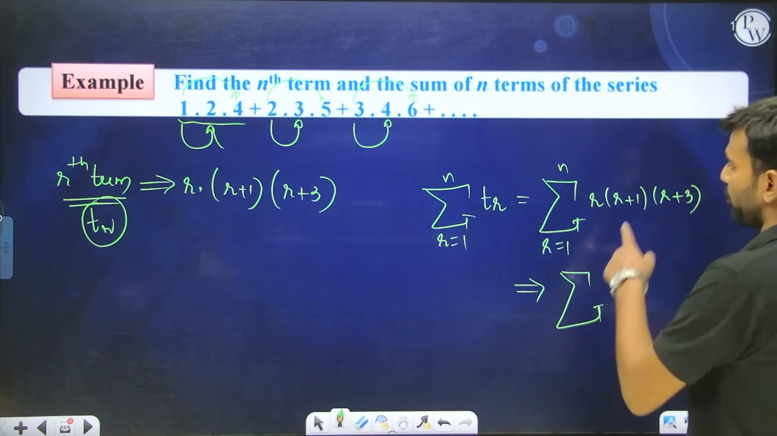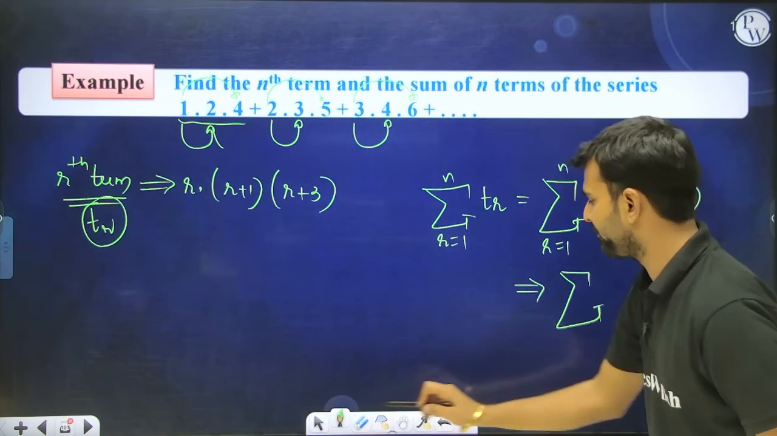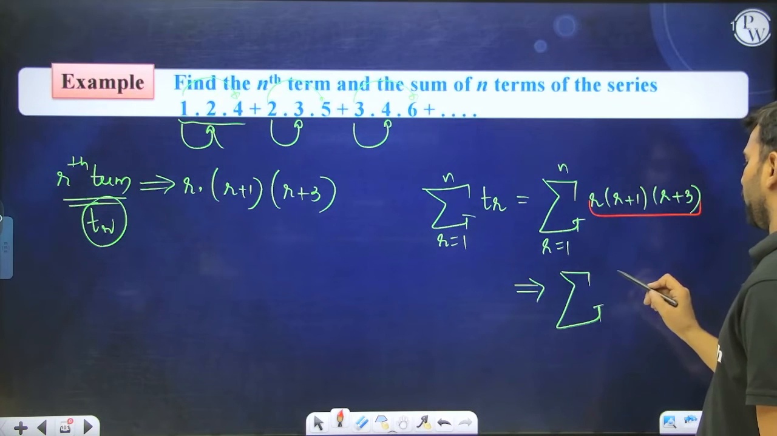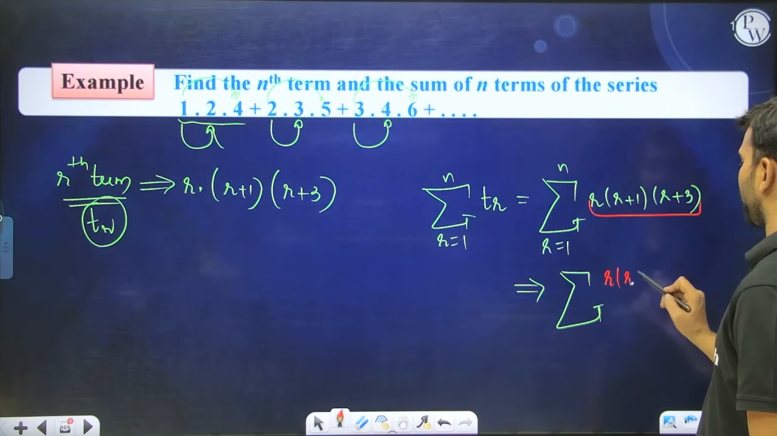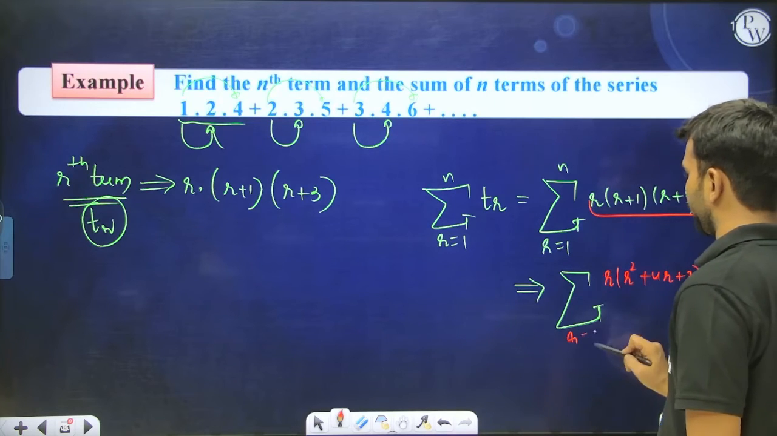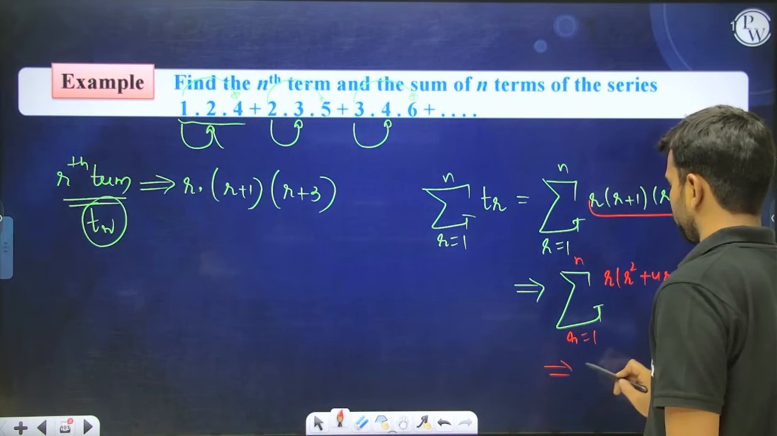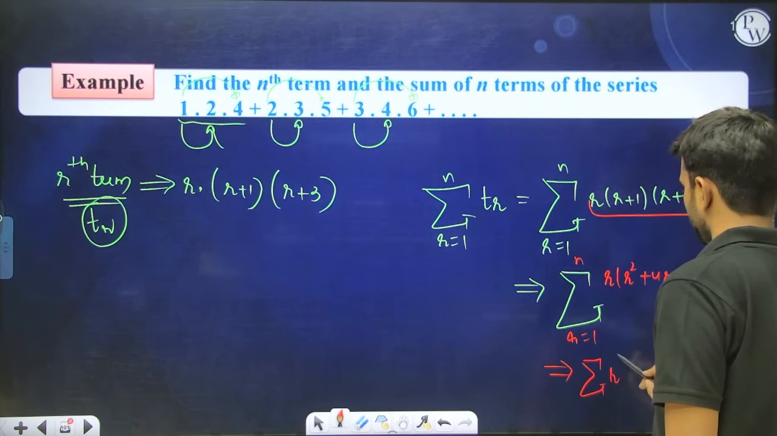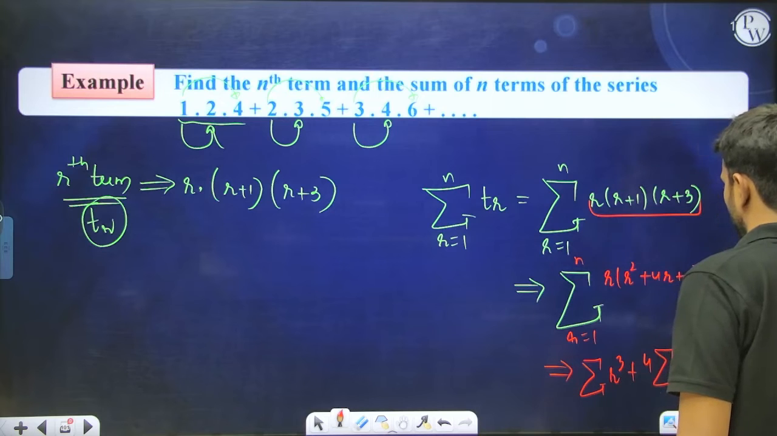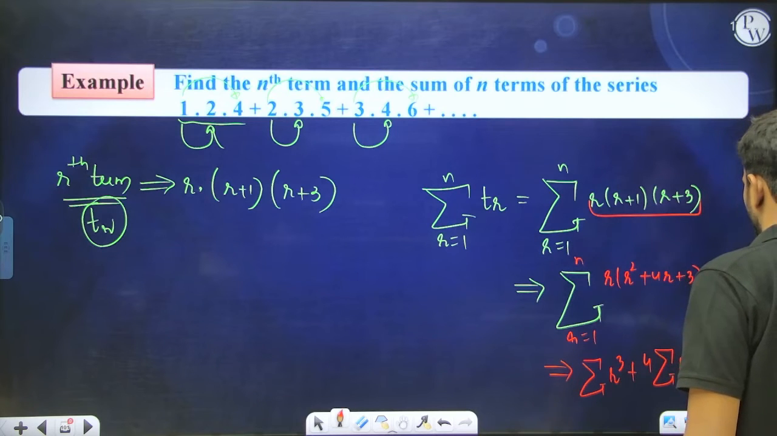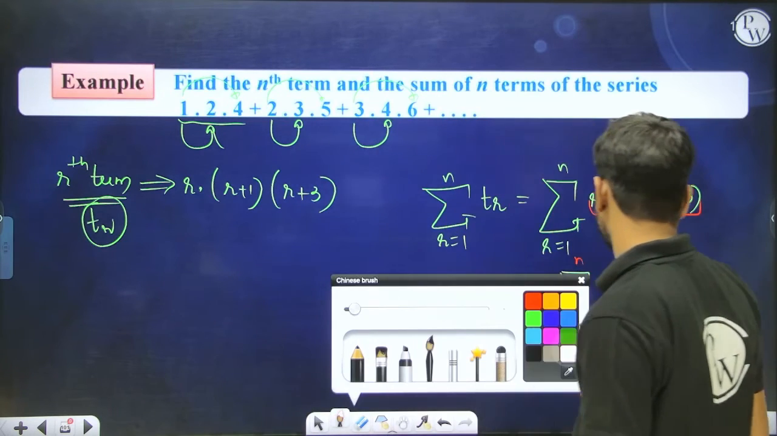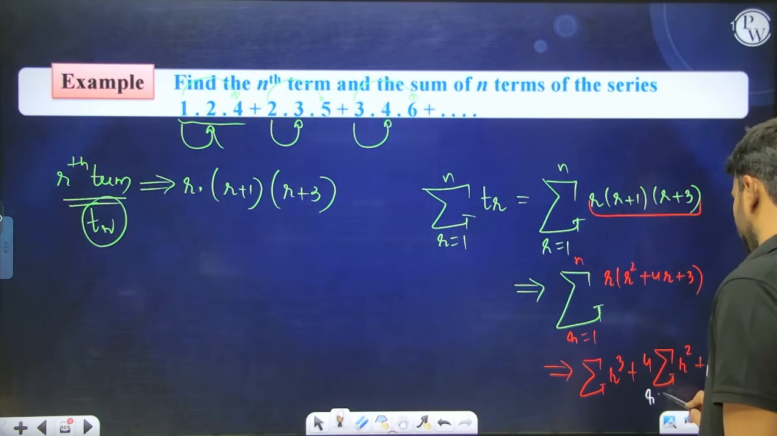We cannot distribute over multiplication, so rather we are going to simplify it inside first. So this is going to be what? r times (r square plus 4r plus 3), where it is going from r equal to 1 till n. So this is going to be sigma r cube plus 4 sigma r square plus 3 sigma r. Okay, so this is going from r equal to 1 till n.